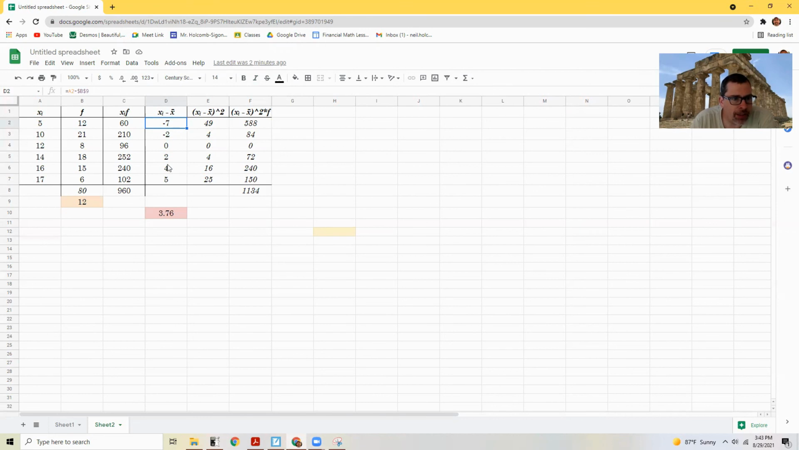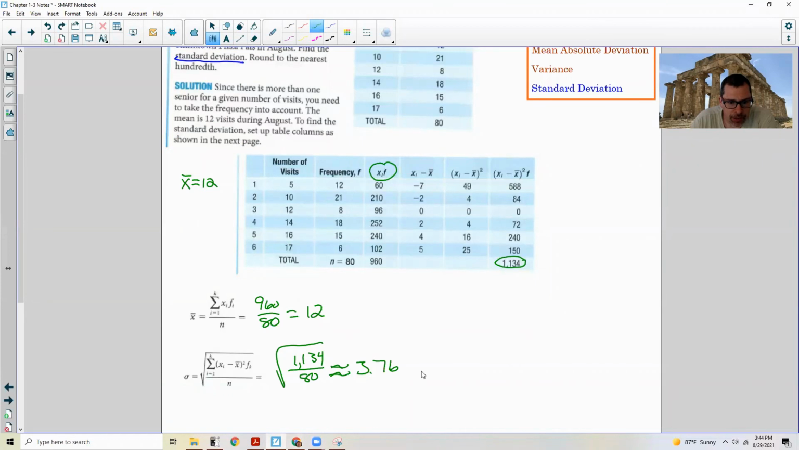And I drag that down, and this is the difference of 5 minus 12, negative 7, 10 minus 12, negative 2, and so on. Squaring that gave me negative 7 squared is 49, negative 2 squared is 4, 0 squared, 2 squared, 4 squared, 5 squared is 25. Then you multiply that by the frequency again, and I get these numbers, and there's their sum. This is the standard deviation, which is the square root of this sum divided by the frequency 80, n, okay? And that is this right here.